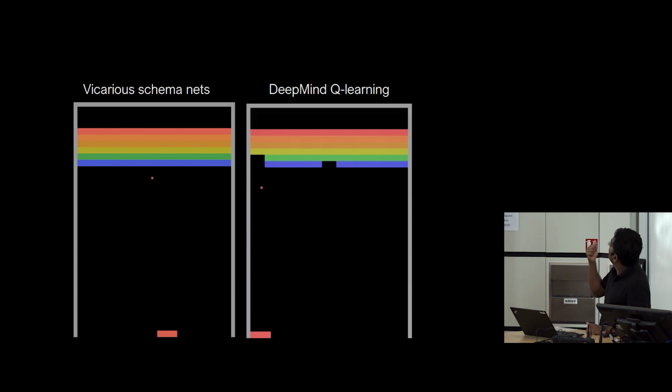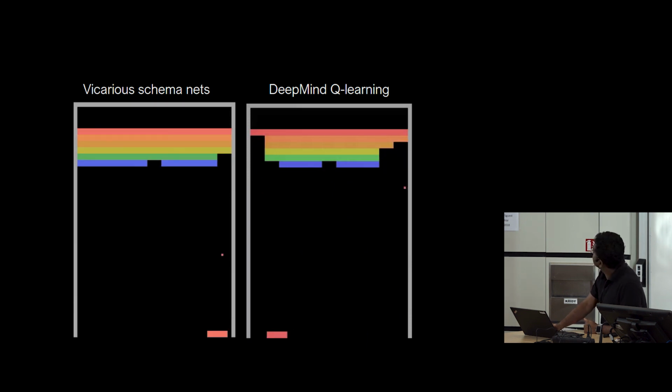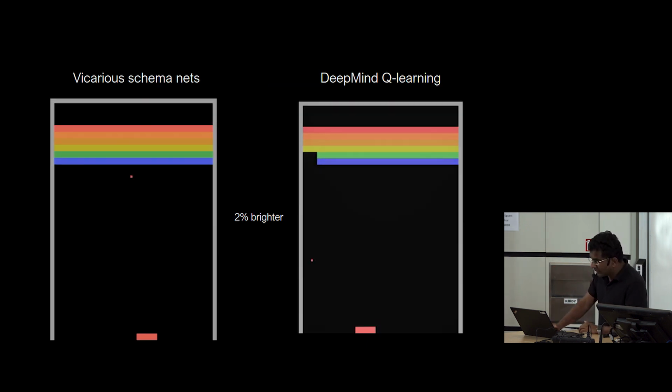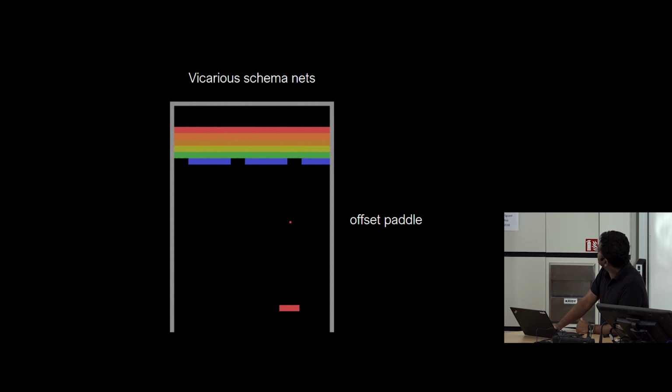So this, on your right, is DeepMind's Q learning, and I think that's just the normal game. So this is just the training set. Both of them play the training set very well. And the next one is 2% brighter. Okay, let me play that again. That is 2% brighter. It doesn't play the full video, but it misses quite often in the 2% brighter case. And Vicarious Schema Networks, 2% brighter, it doesn't register at all. It's no problem.